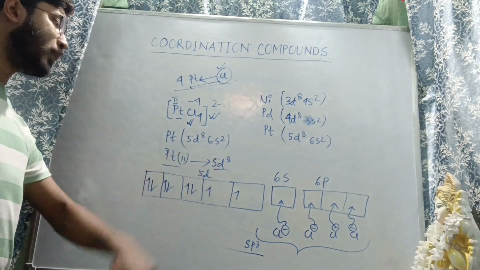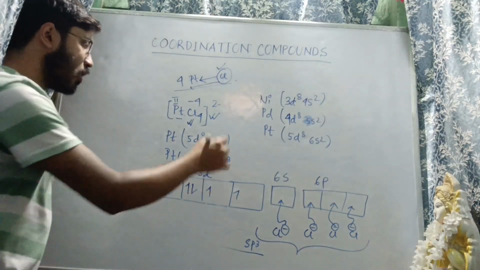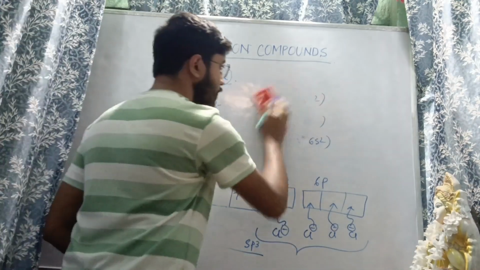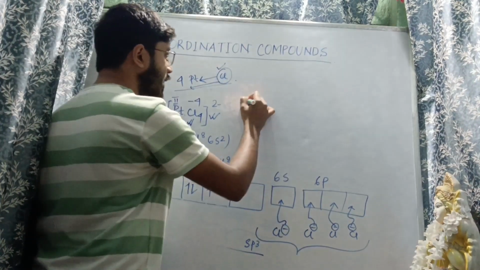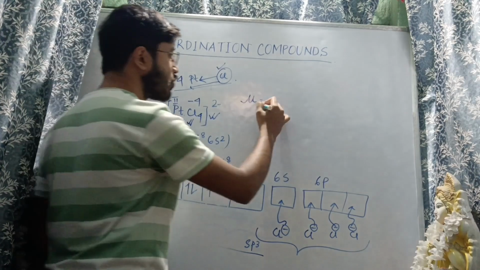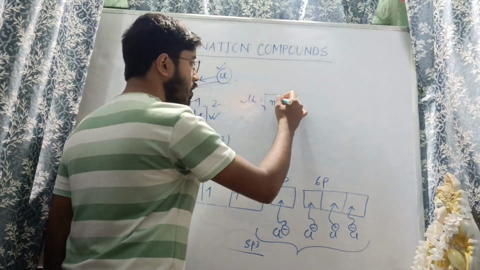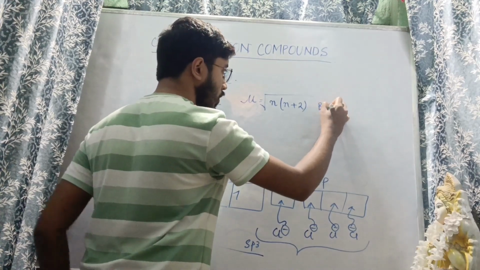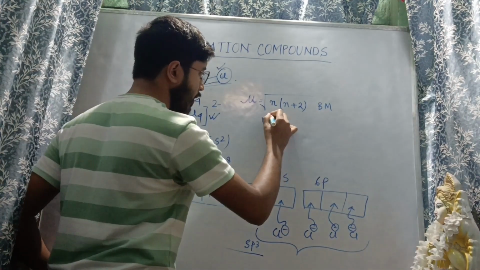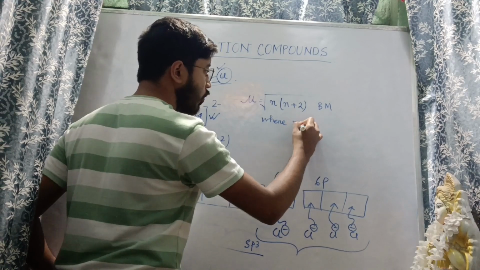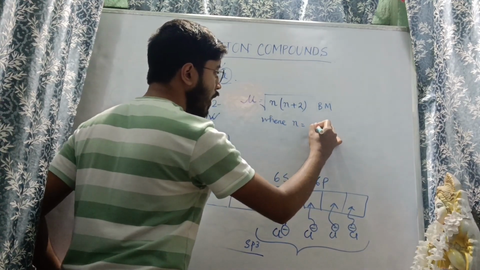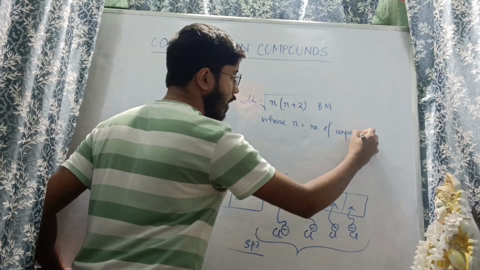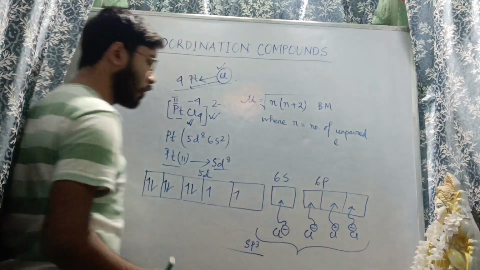And what is the magnetic behavior of this compound? We know that the magnetic moment mu is equal to the square root of n into n plus 2 Bohr magneton, where n is equal to the number of unpaired electrons.